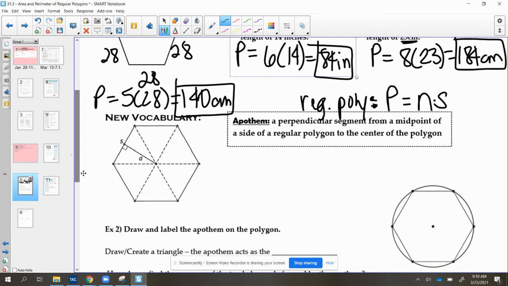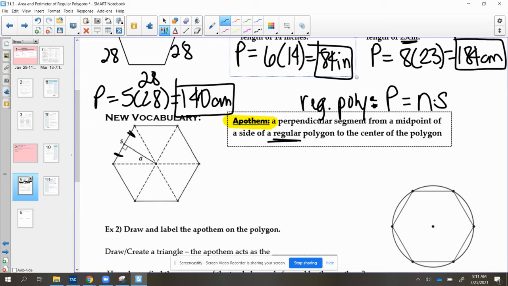Now there is a new vocab word given here, and this vocab word is called an apothem. The apothem is a perpendicular segment from the midpoint of a side of a regular polygon to the center of the polygon. So we are, again, dealing with regular polygons, and again, it's going from this midpoint to the center. So if you have an apothem, you know this side is being bisected because it's a midpoint. And again, this is called the apothem, from that midpoint to the center, okay?